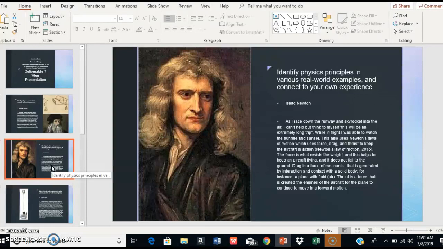This also uses Newton's laws of motion, which use force, drag, and thrust to keep the aircraft in action. Lift is the force that resists the weight, and that helps to keep the aircraft flying so it does not fall to the ground. Drag is a force of mechanics that is generated by the interaction and contact of a solid body, for instance the plane, with a fluid, which is air. Thrust is a force that is created by the engines of the aircraft for the plane to continue to move in a forward motion.